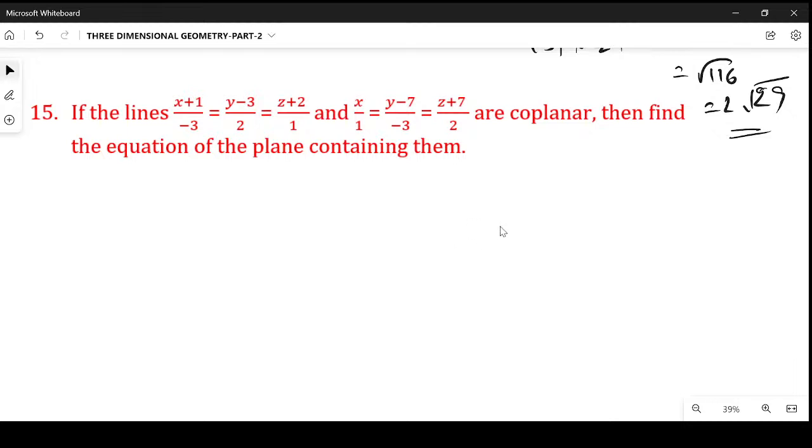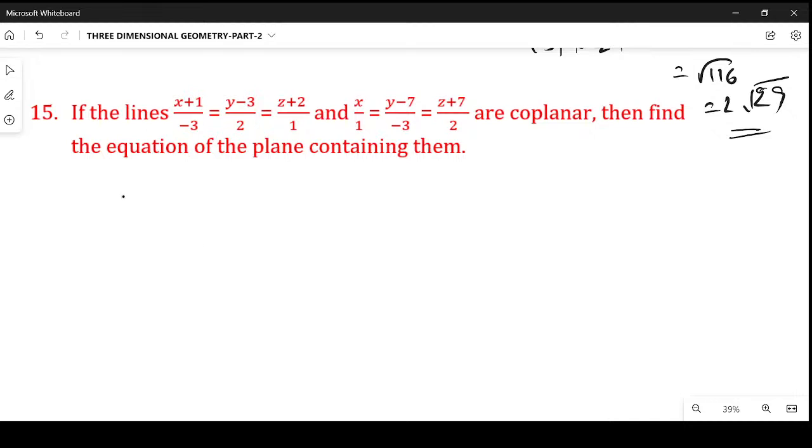See, if the lines are coplanar, then find the equation of the plane containing them. Given that the lines are coplanar, you should find the equation of the plane containing them. So this will be easy to write the equation, because from the first equation I can write.